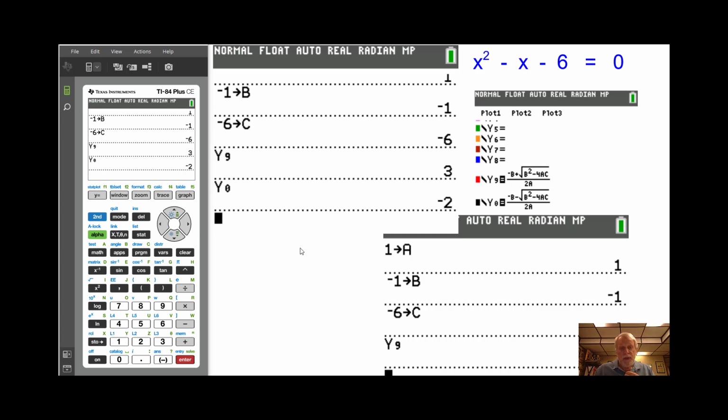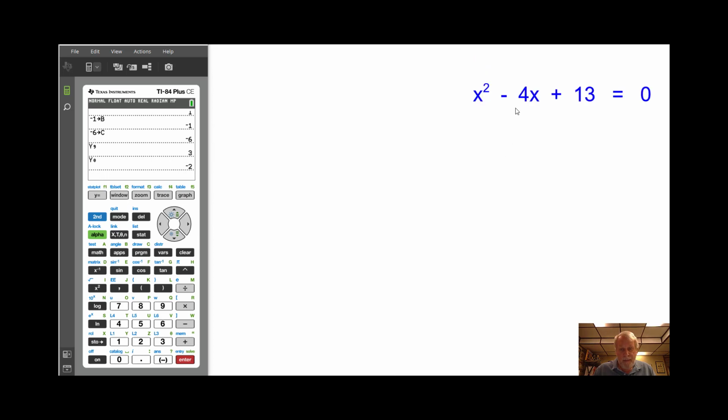So you can also do this with imaginary values on the color calculator, but you do need to be in imaginary mode. So here I have one that does have imaginary or complex roots. So I'm going to press clear first, and I'm going to store 1, -4, and 13 into A, B, and C, respectively. Even though 1 is already there, I'm still going to do it. 1, store alpha A. -4, store alpha B. And 13, store alpha C.